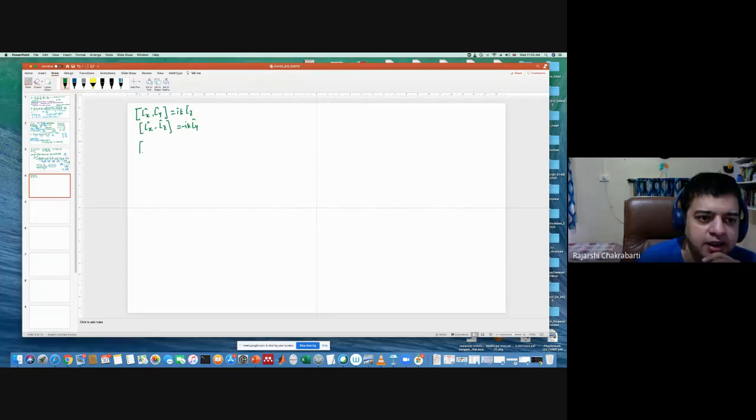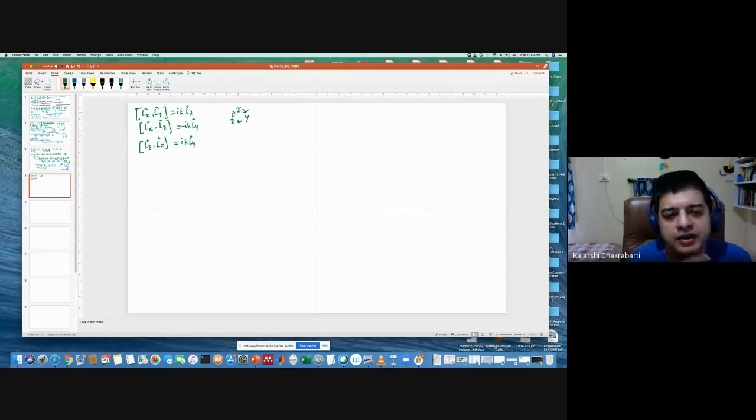Cyclicity has to follow. So one has to write like this: [Lz, Lx] equal to iħ Ly. Remember this one: x, y, z. The order is like that. This is a trick to remember.